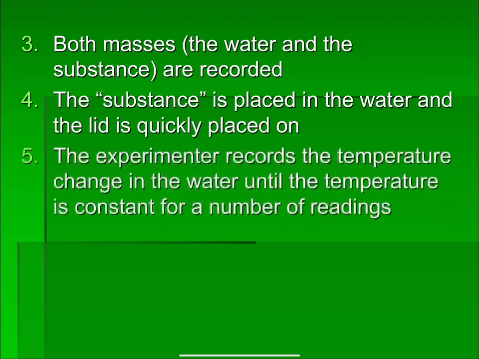So 5, the experimenter, that's us, records the temperature change in the water until the temperature is constant for a number of readings. So we're going to be looking for the temperature of our water. If you think about it, if we have this container full of water at a certain temperature, and we put something that's really hot in that water, what's going to happen to all the energy that all these particles have in this metal because it's really hot? We know that it has this kinetic energy, right? They're vibrating around. Well, all that energy, not all of it, but some of it is going to be transferred into the water.